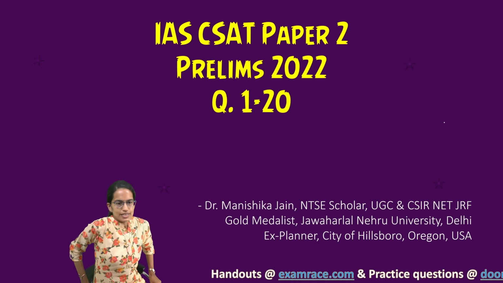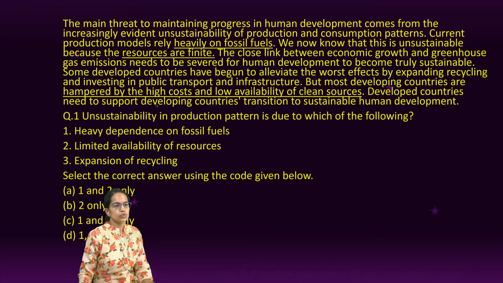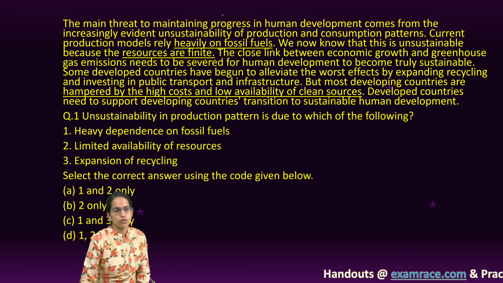Let's start with the CSAT paper 2 solution. So let's begin with the very first question. The first question talks about human development, the main threat to the progress of human development.